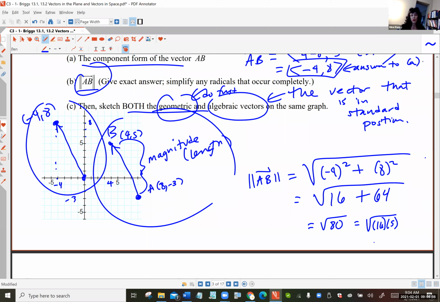Since 16 is one of the factors of 80, then that's a perfect square. You can simplify this radical, and that's the final answer. Okay, so that's the magnitude, and we're done with this problem. Any questions?